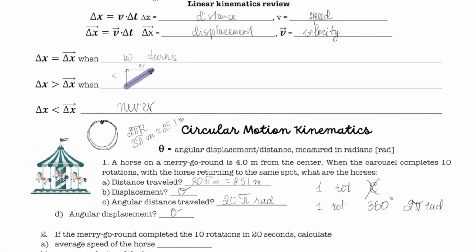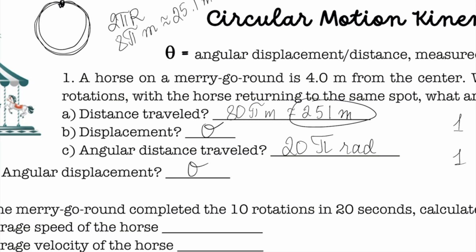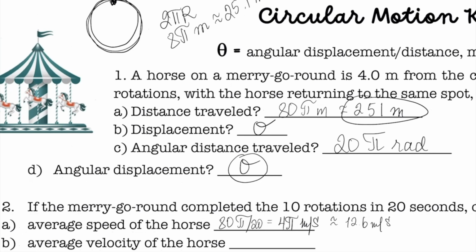If we have the time to go with it, then we have the ability to calculate speed. So the average speed of the horse is your total distance, 251 meters divided by 20 seconds. Or you could also do 80 pi divided by 20. That would be 4 pi meters per second, or about 12.6 meters per second. Average velocity, remember, goes with displacement. If displacement is 0, then the average velocity of the horse is also 0.